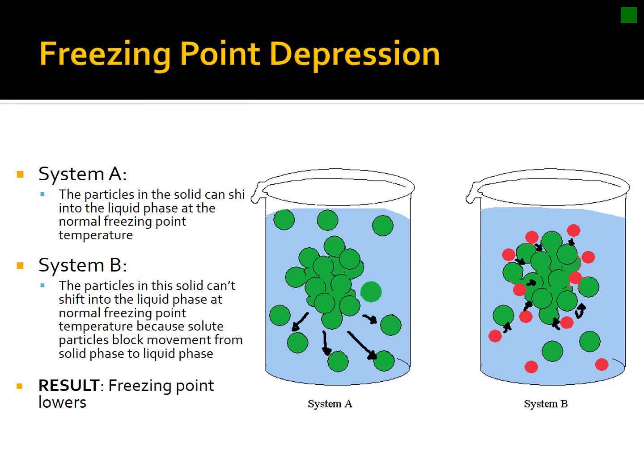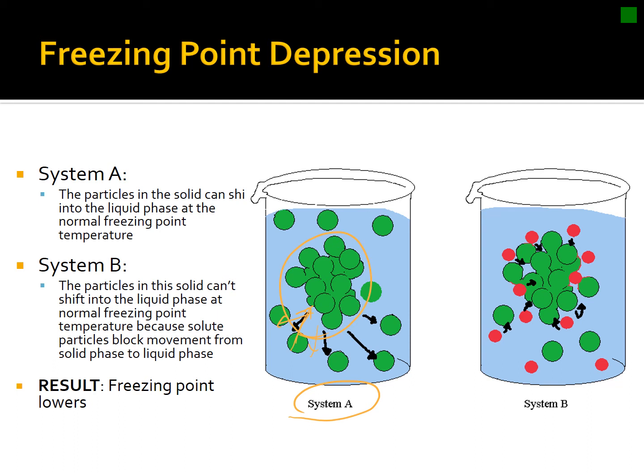going to do is we're going to compare these two systems. So system A is the particles in the solute can shift into the liquid phase at the normal freezing point temperature. So what it can do is it can go into the freezing, meaning going to the solid, and then it can melt going into the liquid, and it's reached this equilibrium.